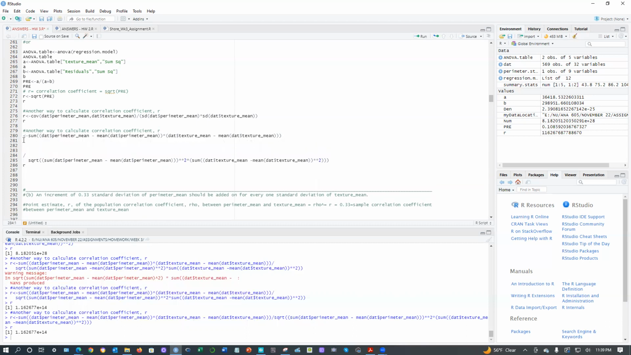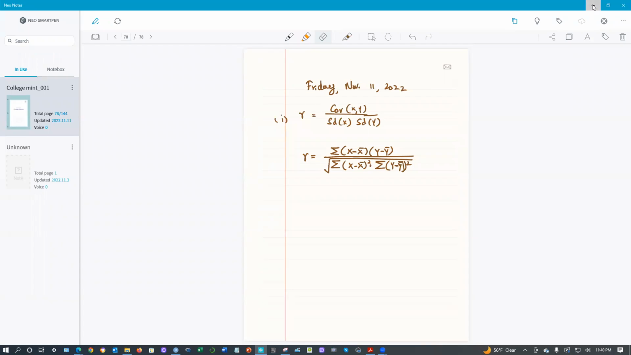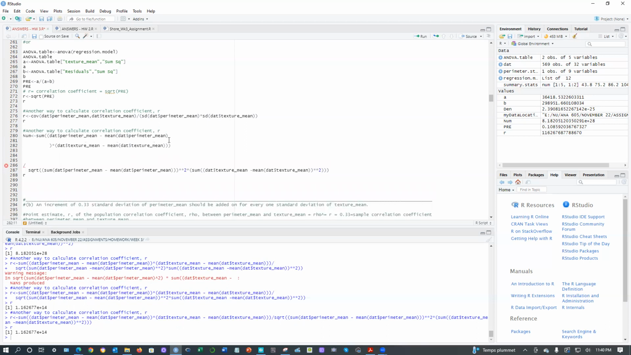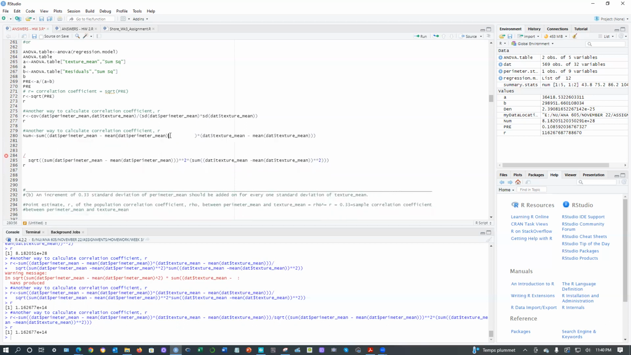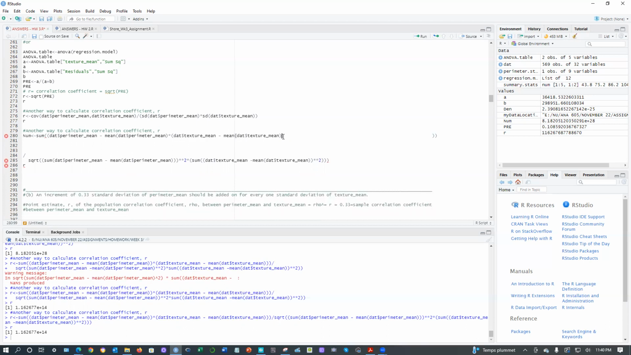Okay, what is this one? I'm going to call this one the numerator. Numerator. This one is x minus x bar, y minus y bar. X minus x bar. Then we should not sum yet. That's the problem. Then y minus y bar. Then we're going to sum.